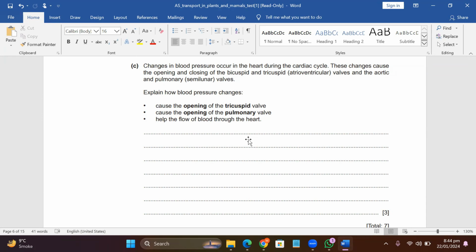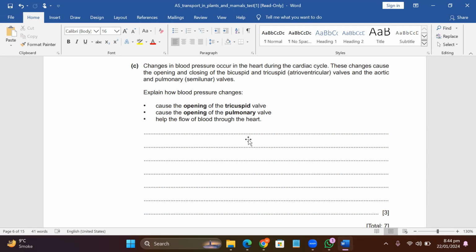Okay. Changes in the blood pressure occur in the heart during the cardiac cycle. ठीक है, cardiac cycle में blood pressure में changes आते हैं. These changes cause the opening and the closure of the bicuspid and tricuspid valves. Pressure जब create होता है atria में, तो atrioventricular valves, ये दोनों atrioventricular valves हैं, they get open. ठीक है, and the aortic and pulmonary valves also get open when the ventricular systole is happening.